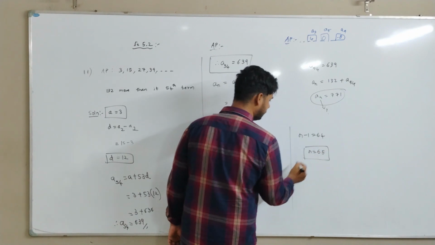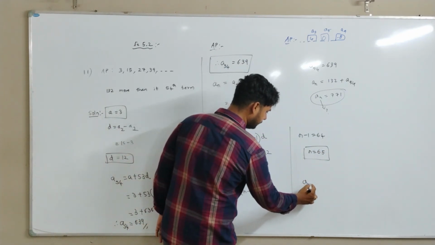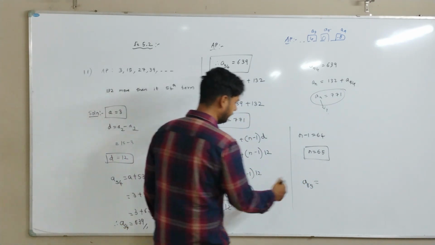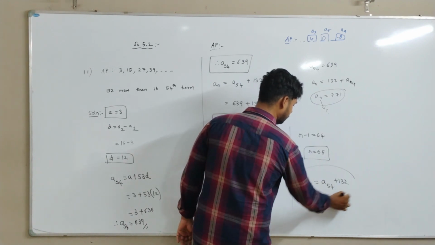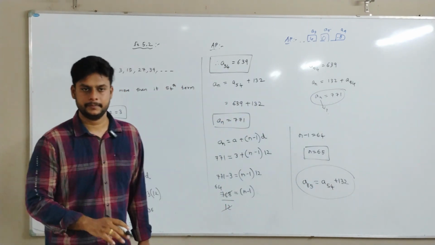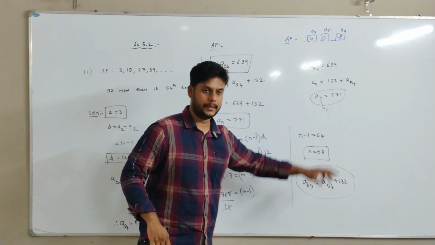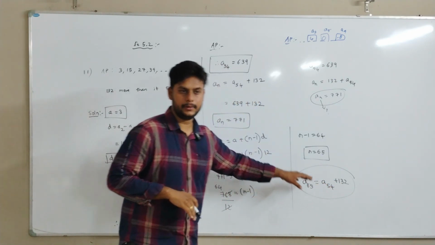Now let's try to understand the sum. The 65th term, A65, was definitely more than A54 plus 132. This was the solution. This 65th term was 132 more than the 54th term. Understood how I did it?